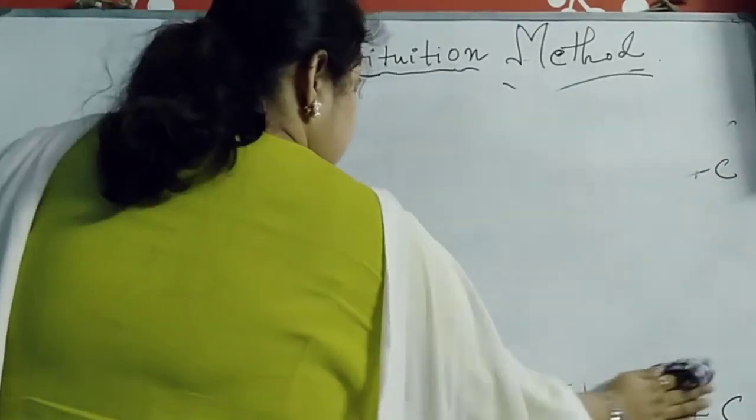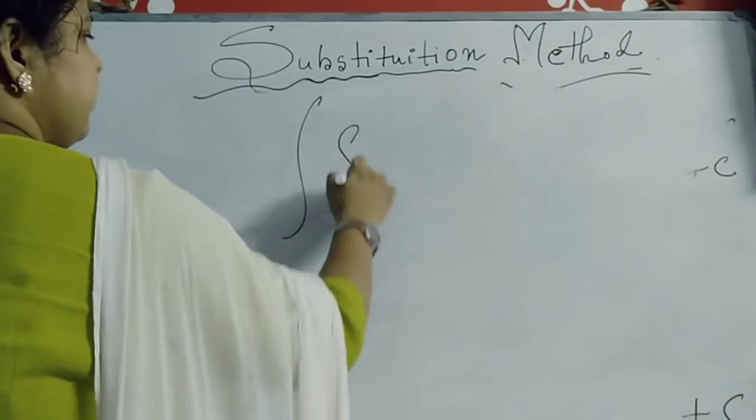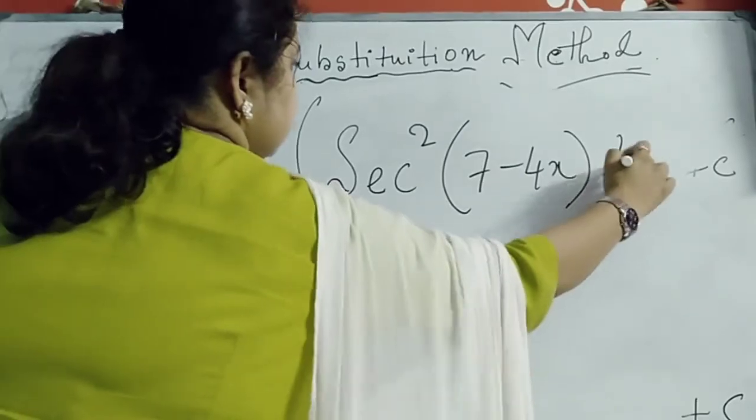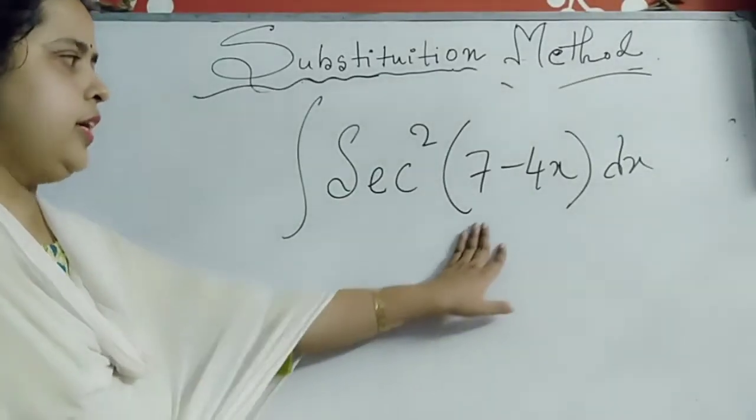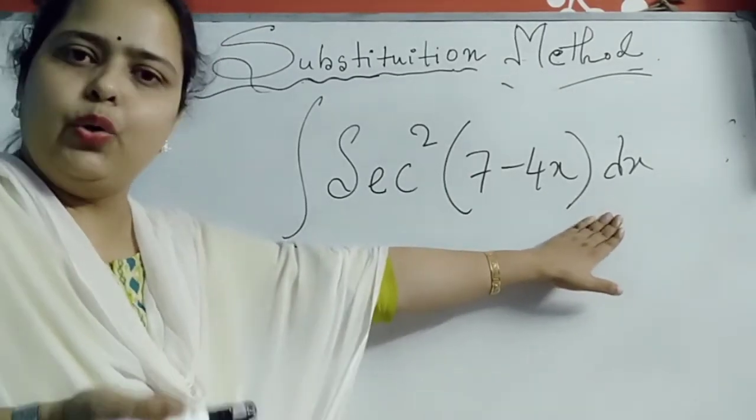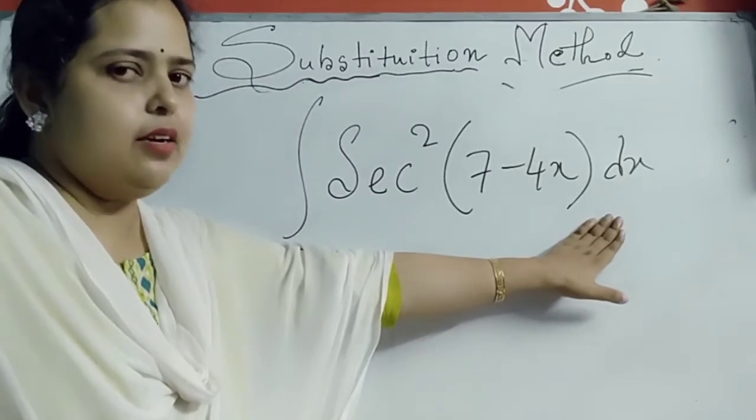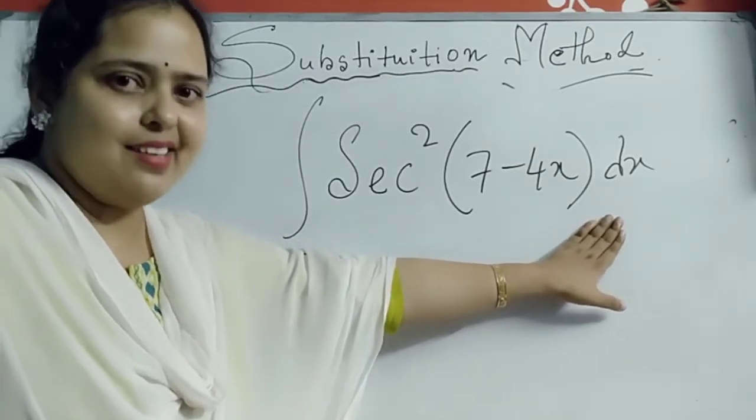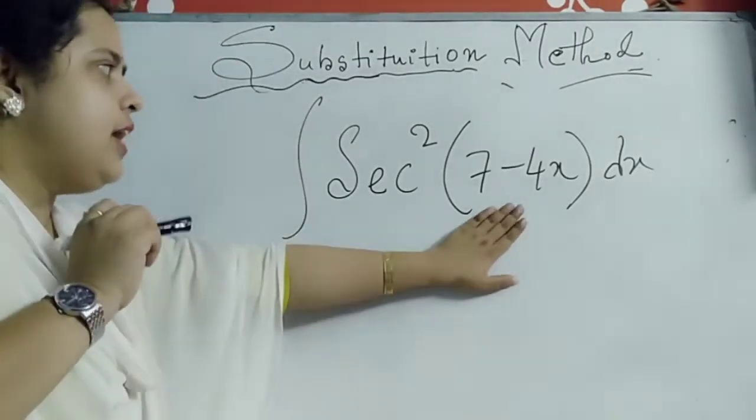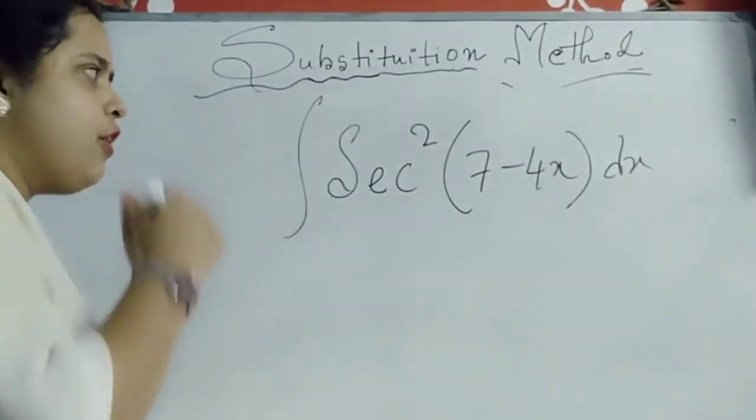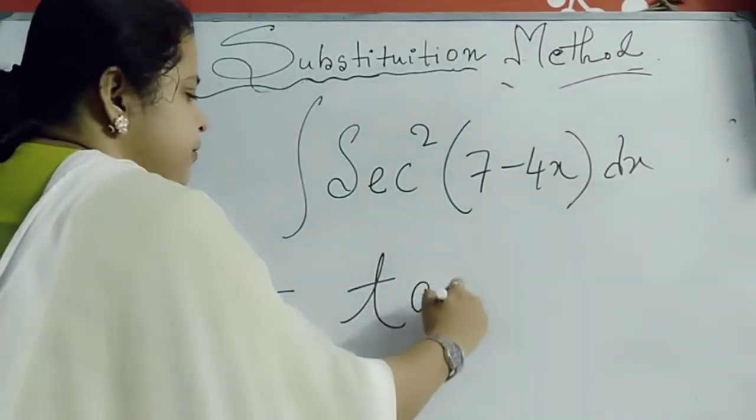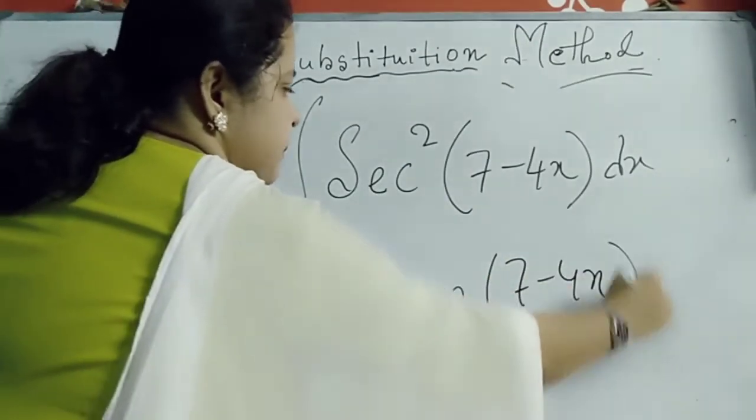Now, for example, you can see another problem here, secant square of 7 minus 4x dx. Now you will definitely recall, what is the integration of secant square x? Yes, that is tan x. But here what do we have inside secant square x? We have 7 minus 4x. So from the standard integral formula, I am going to write down tan of 7 minus 4x plus c.